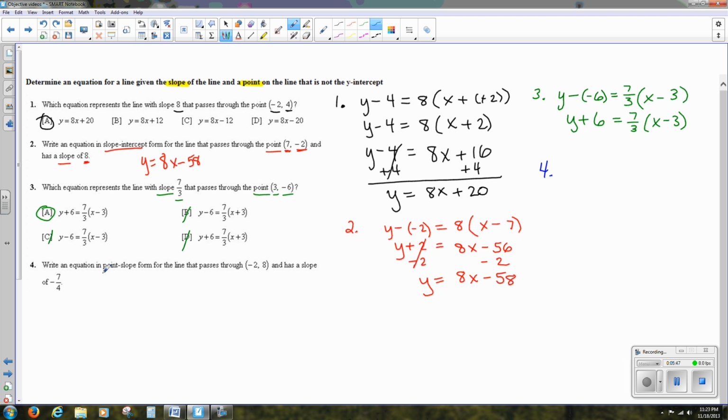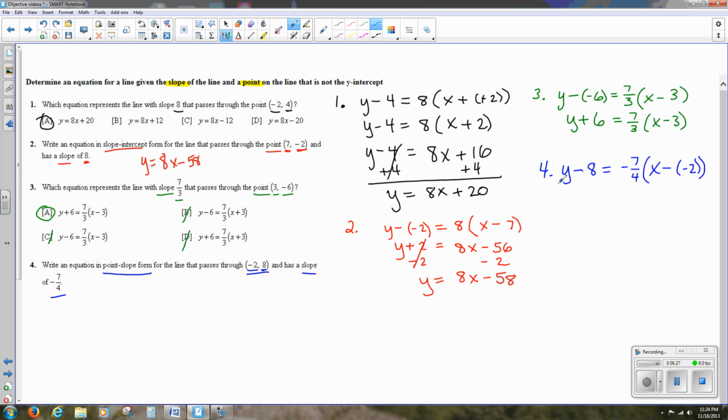Number 4. This is asking us for point-slope form. So we're going to clean up point-slope form and then leave it alone. They've given us a point, and they've given us the slope. So y minus the y value, which is 8, equals m negative 7/4. Make sure we get that negative. Times x minus the x value of negative 2. Close that and close that one.